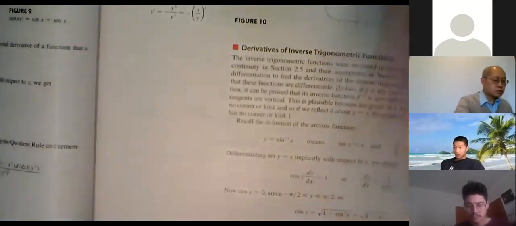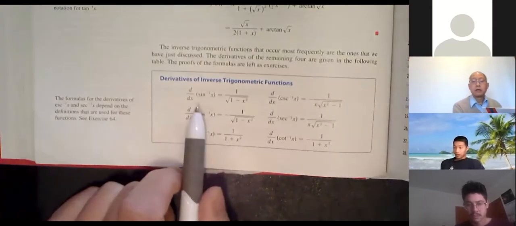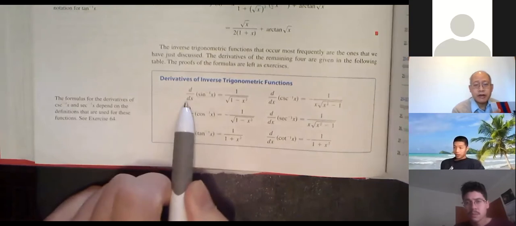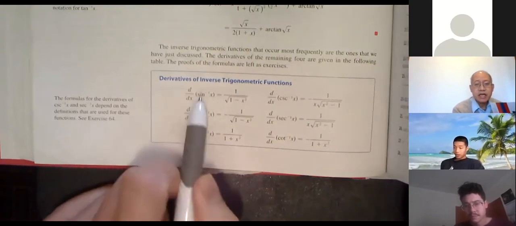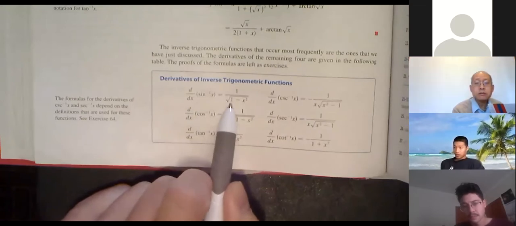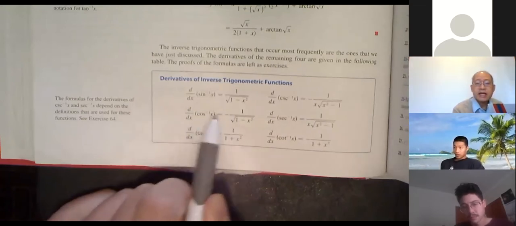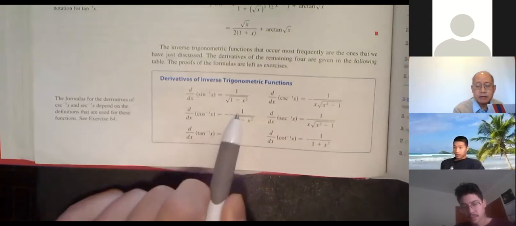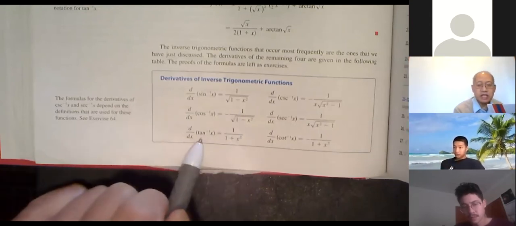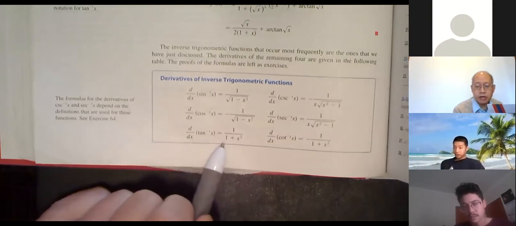Inverse trig functions. Bottom of page 214, here's what you want to know. The derivative with respect to x of inverse sine is 1 over radical 1 minus x squared. Inverse cosine, same thing, except it's a minus. d/dx of inverse tangent of x is 1 over 1 plus x squared.